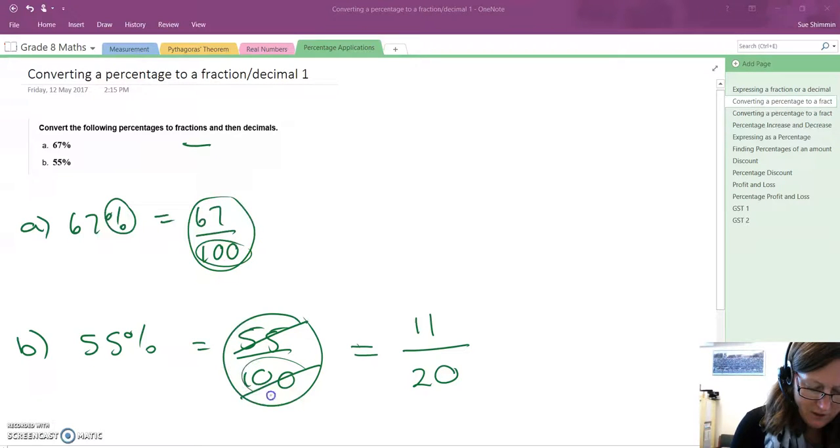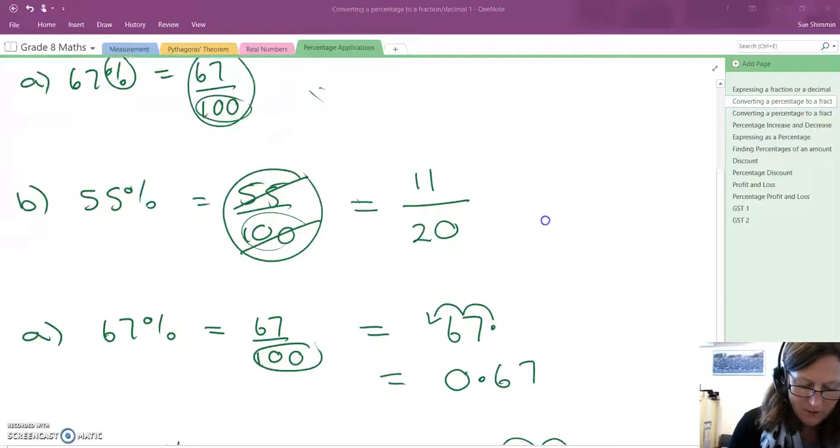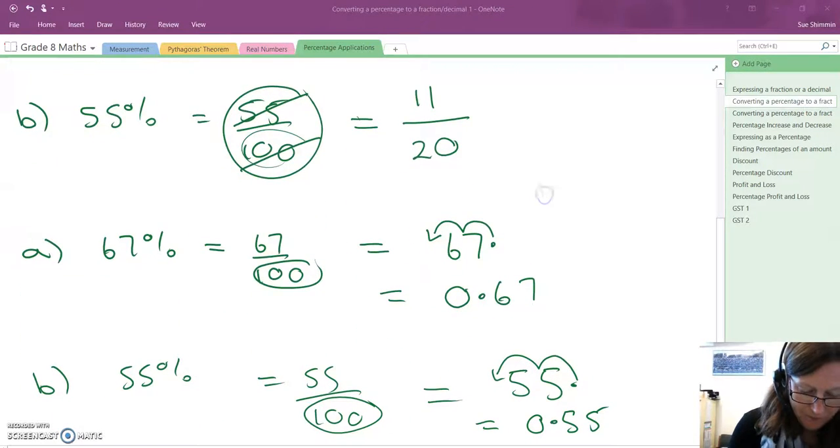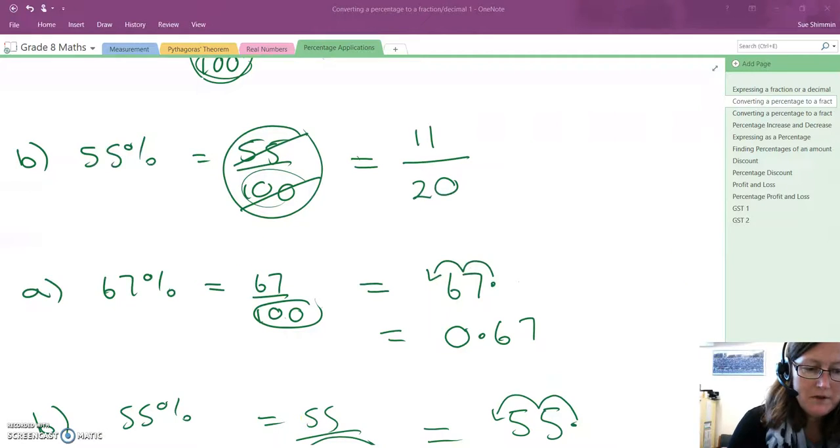So a reminder, when you write it as a fraction, percent means per 100. So you put it over 100. You then see if they simplify down. To write it as a decimal, remember that if you're dividing by 100, which percent is, the decimal point moves 2 places to the left.